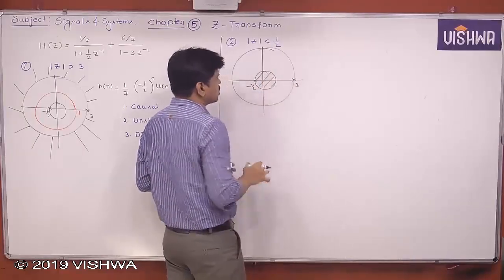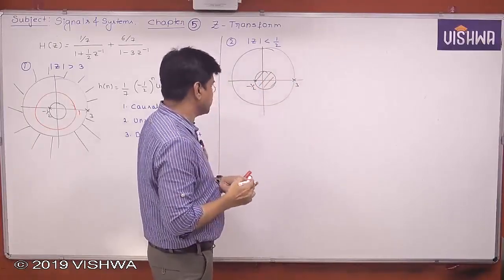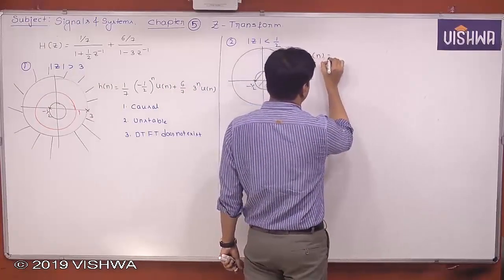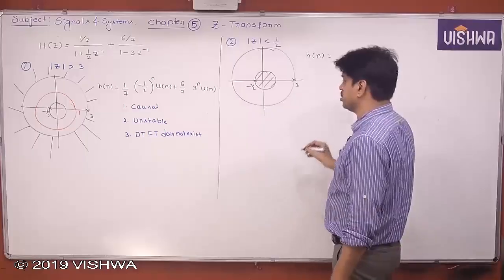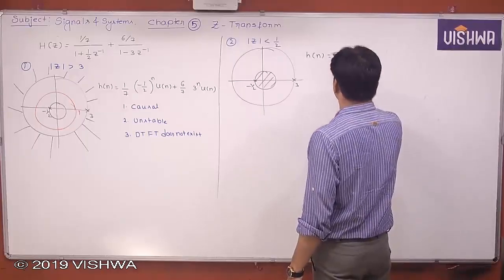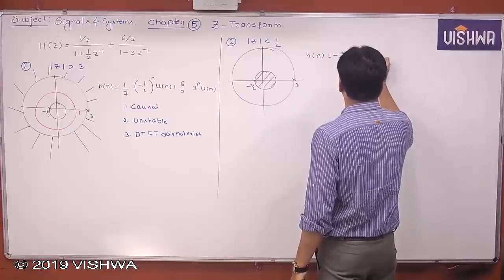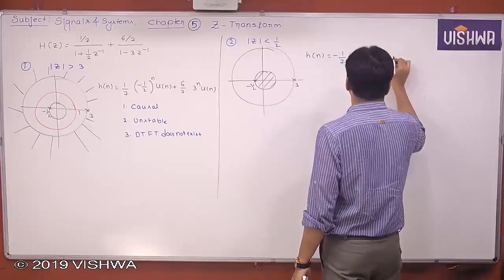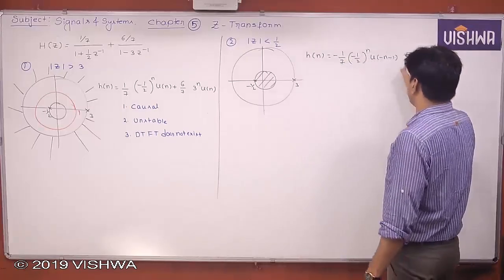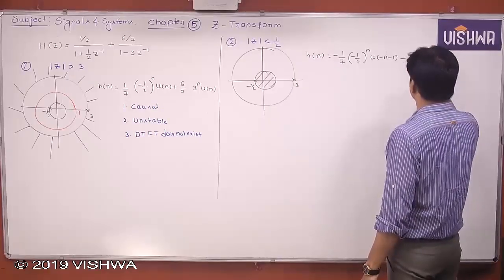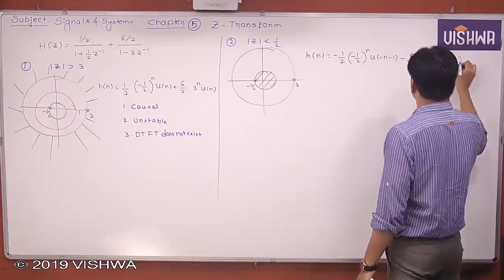So for this ROC, both the signals we have to write as a left side signal. So what is h of n? H of n is equal to, left side signal means we have to change the sign: minus 1 by 7 minus 1 by 2 whole power n u of minus n minus 1, minus 6 by 7 3 power n u of minus n minus 1.